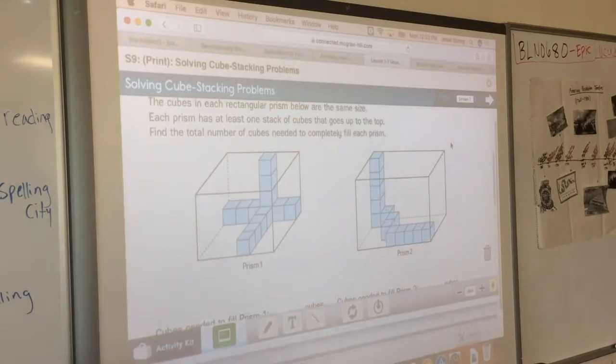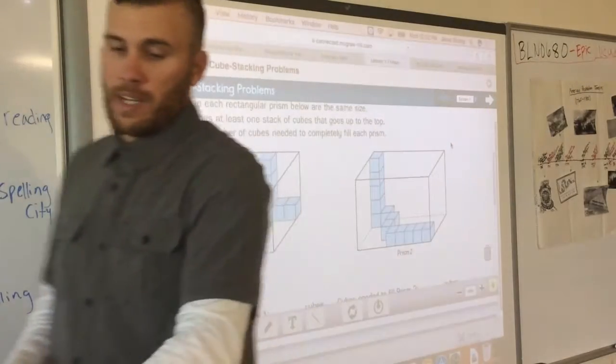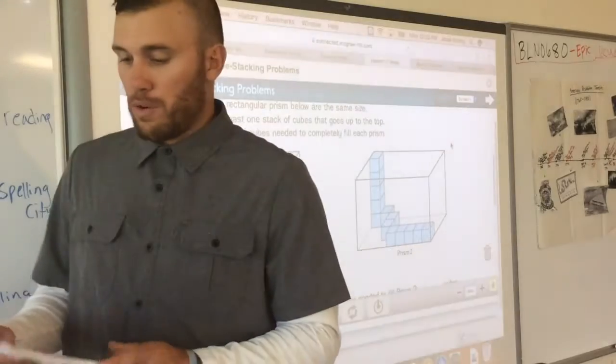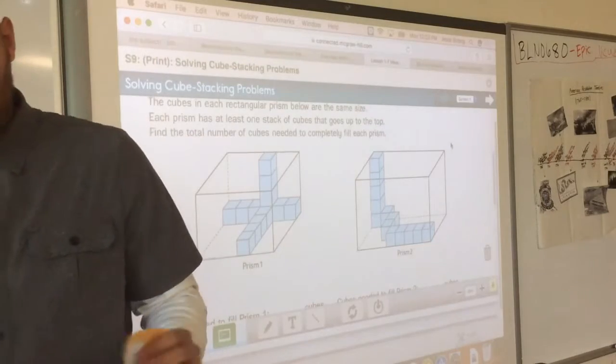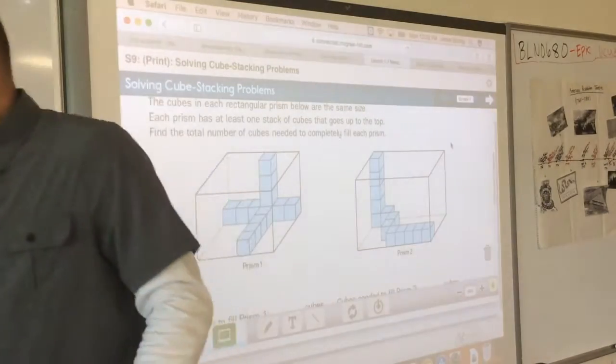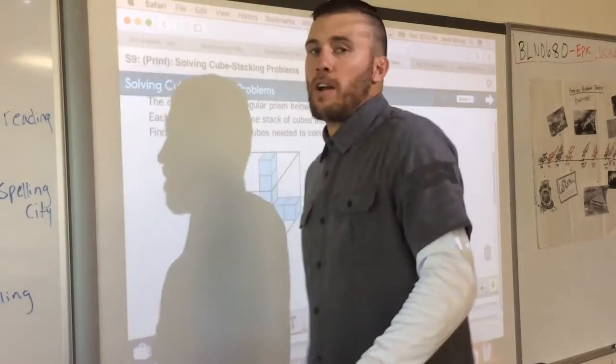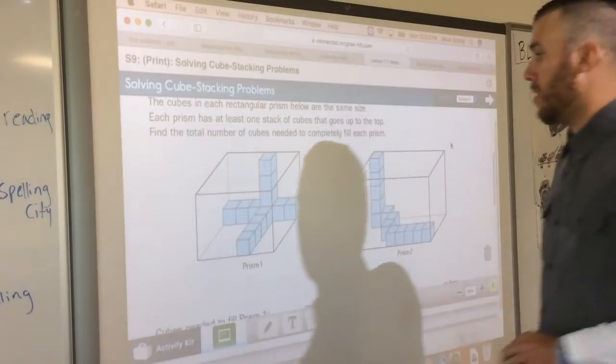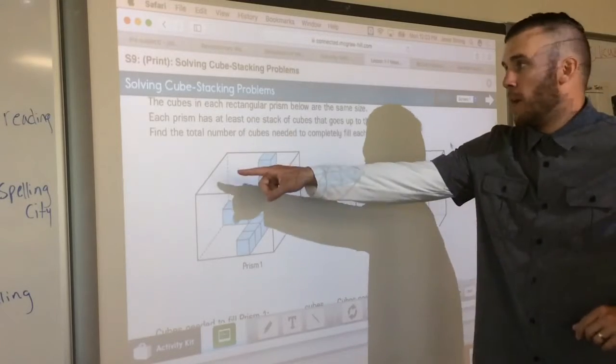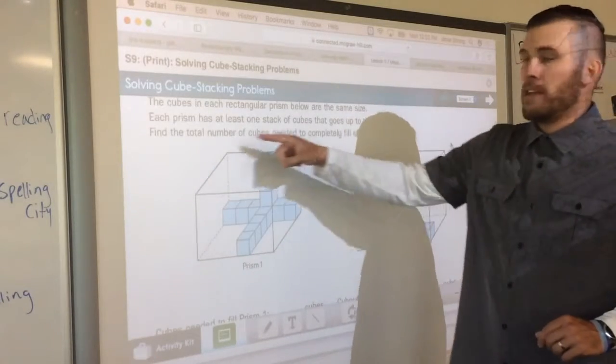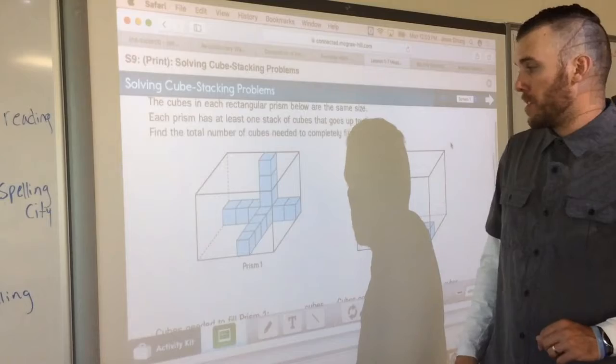All right, after you get done doing the first part of the assignment, now we're going to get to the actual lesson for today. In today's lesson, we are going to stack cubes to figure out the volume of that cube. Okay? So right now we're trying to find how many cubes will fit in this rectangular prism.